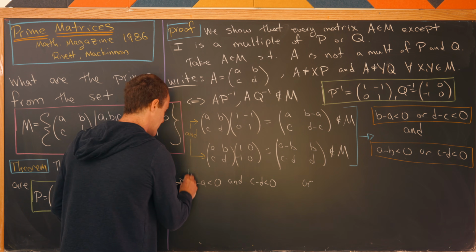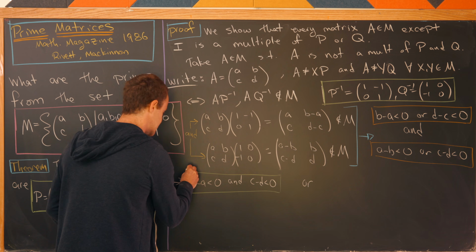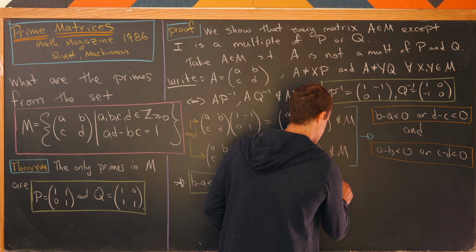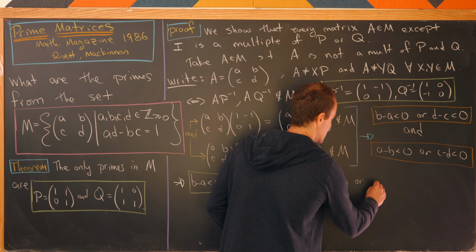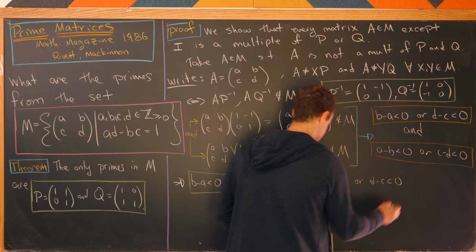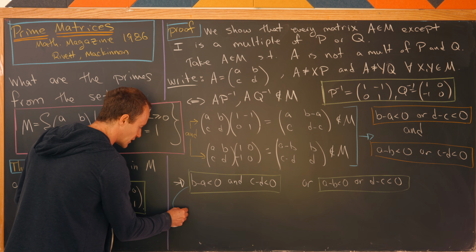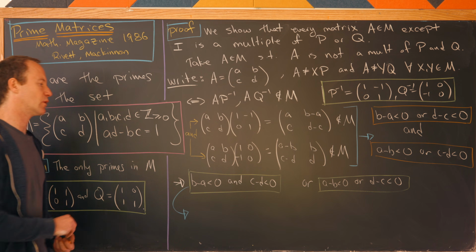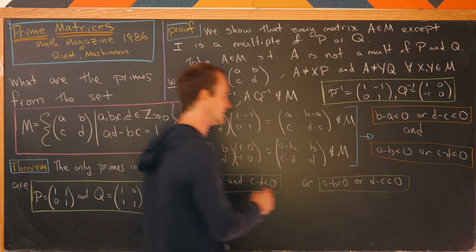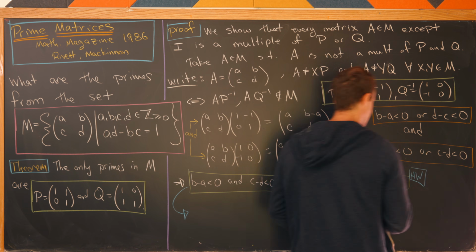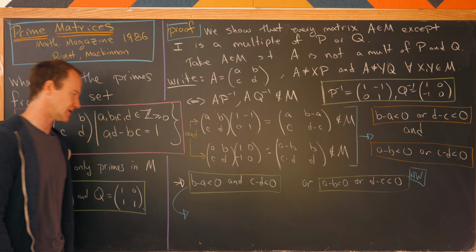Or we know that the other diagonal must occur. That other diagonal is A minus B is less than 0 or D minus C is less than 0. And now let's maybe work off of this first one, and working off the second one will be really similar, and I'll leave this one as a homework. So in other words, we're kind of considering these two cases individually.